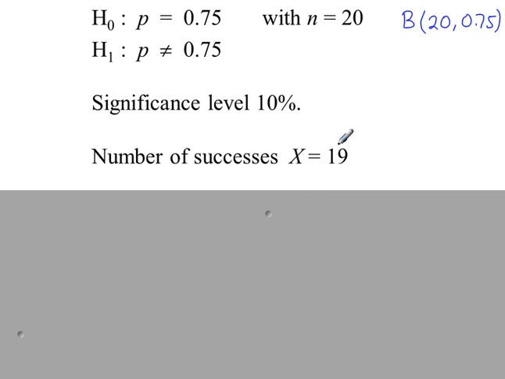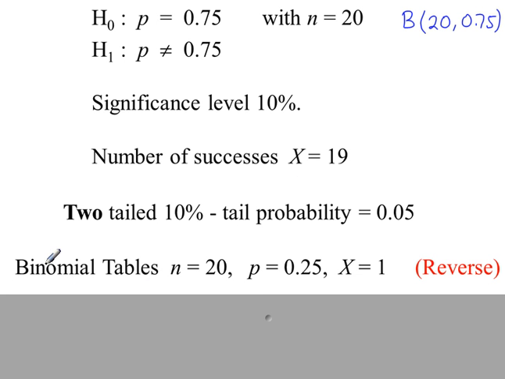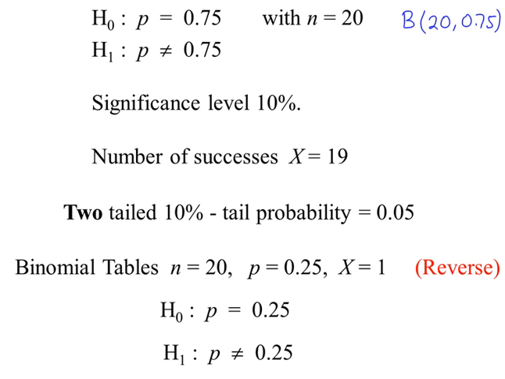There were 19 successes out of the 20 trials. So this is now the reverse binomial. There were 20 in the random sample. Probability of success 0.75, so probability of failure 0.25. 19 successes, so 1 failure. So H0 and H1 are now based on the p-value of 0.25, the failure probability.